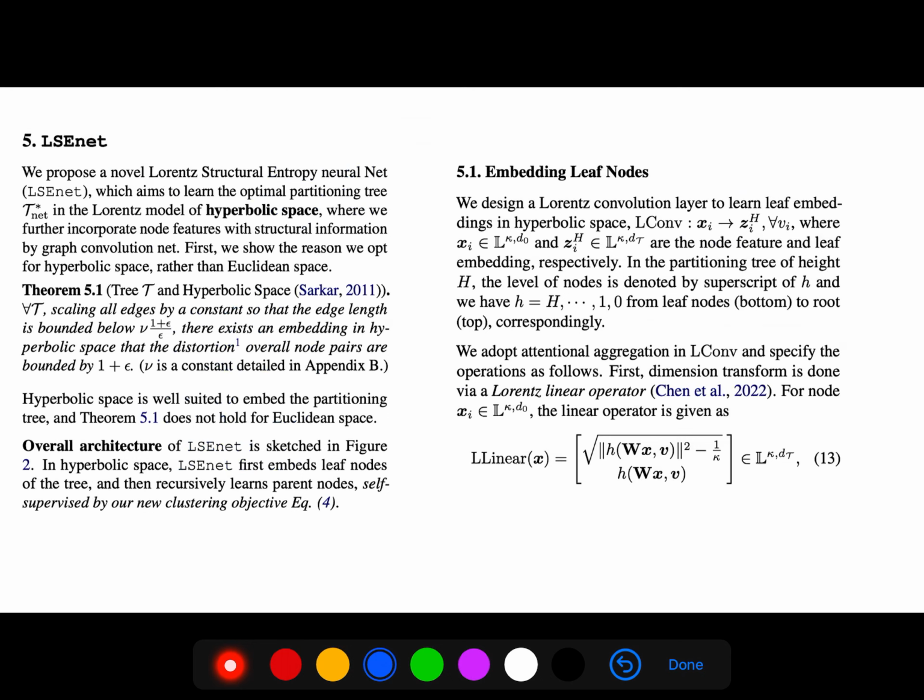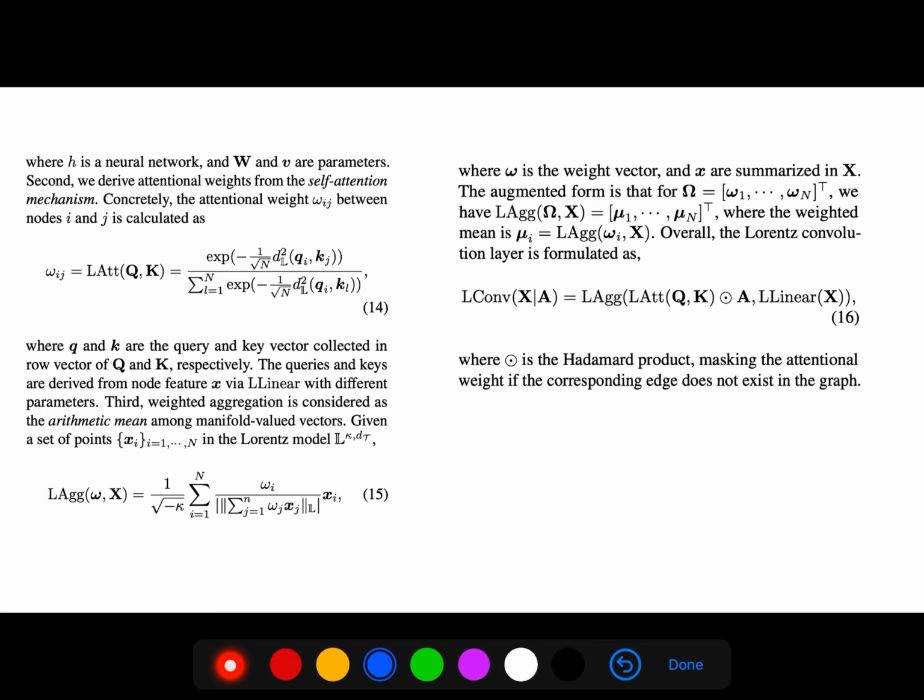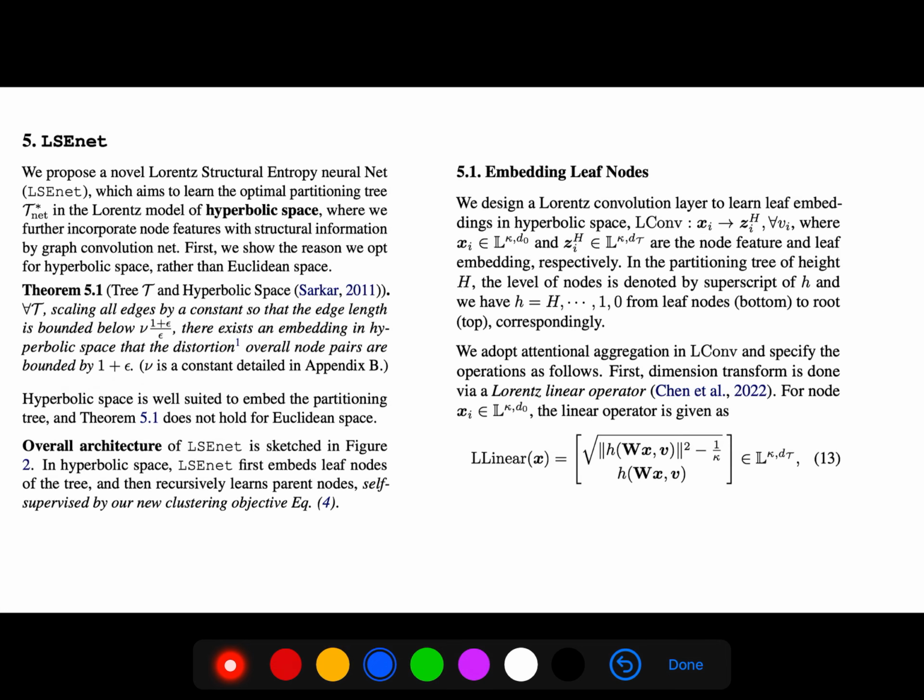So what is LSEnet? It's a Lorentz structural entropy neural net which aims to learn the optimal partitioning tree in the Lorentz model of hyperbolic space. So we design a Lorentz convolution layer to learn leaf embedding in the hyperbolic space, where x sub i and z sub i are node feature and leaf embedding respectively. In the partitioning tree of height h, the level of nodes is denoted by a superscript of h, and we have h from 0 to h, from leaf nodes to root.